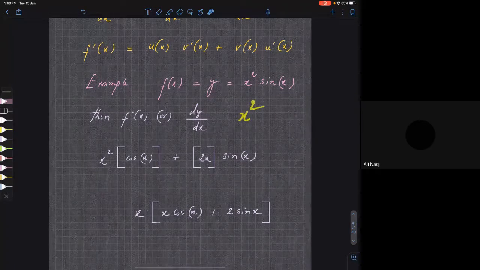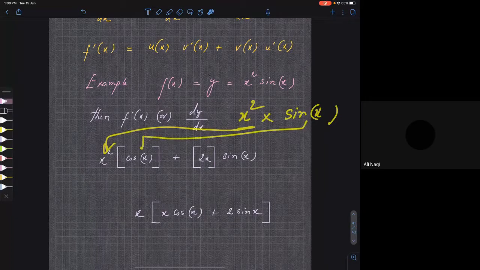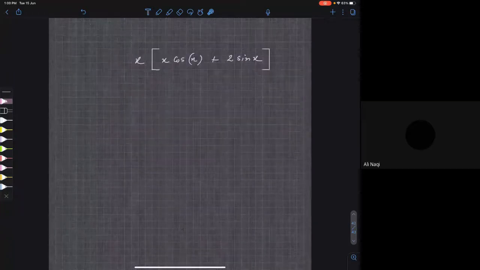So x square into sine x. What will you do? You will put x square as it is. You will put the derivative of sine x here, plus you will put sine x as it is. Then you will multiply with the derivative of x square. You are getting my point? Okay, clear? I'll give you one more example.